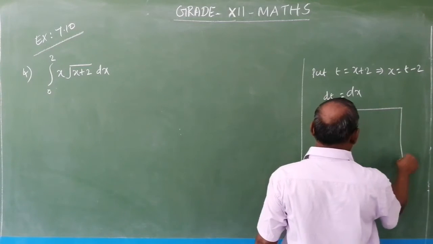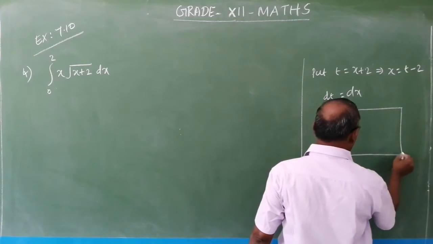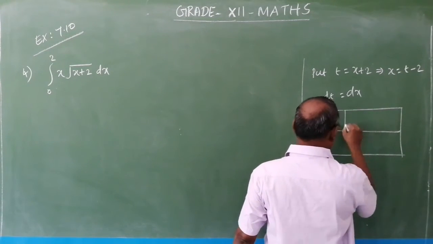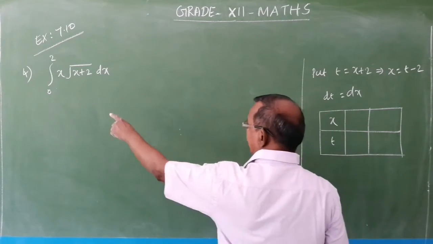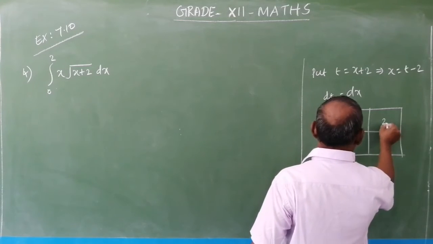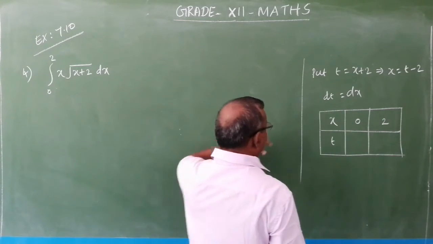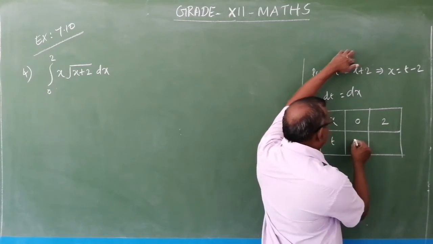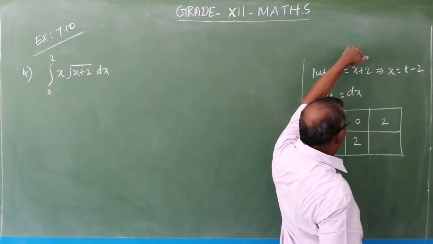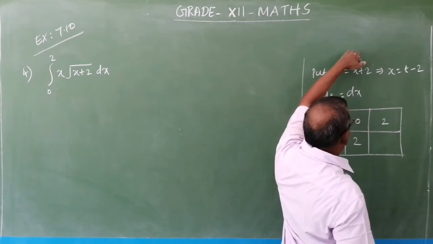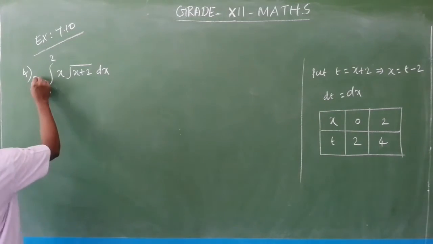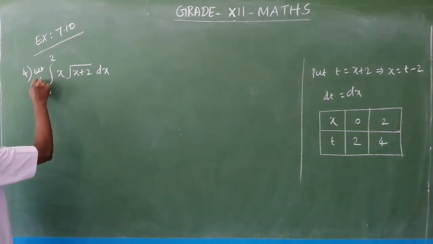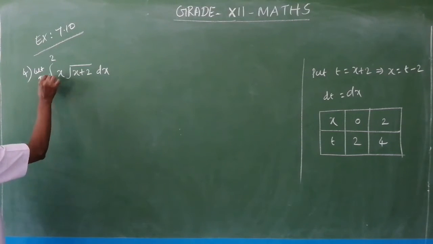Now, we need to change the limits for the new variable t. The lower limit is 0 and the upper limit is 2 for x. When you put x equal to 0, t equals 2, and when you put x equal to 2, t equals 2 plus 2, which is 4. Therefore, assume this integral is I.